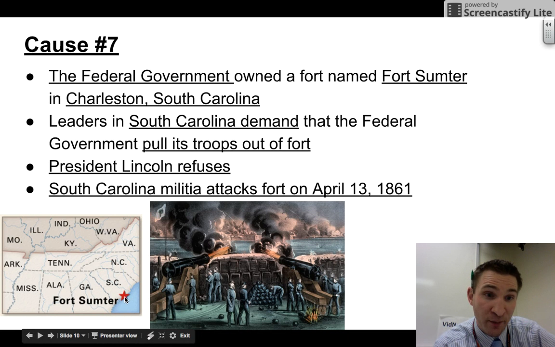Here is where Fort Sumter is in southern South Carolina, and this is a painting that shows the South Carolina militia, there's the South Carolina flag, using cannons against Fort Sumter. You see off in the very distance, there's the American flag. So you have an American state that is attacking the American government. Civil War starts.